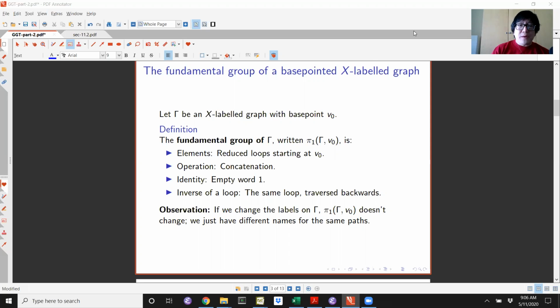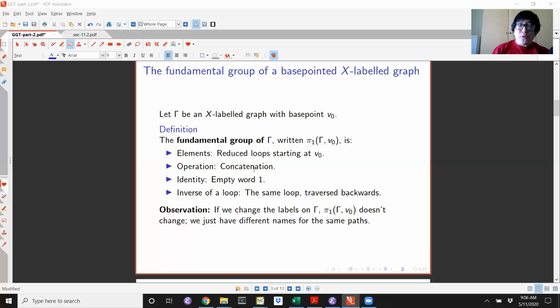All right, let gamma be a labeled graph with a base point v sub 0. The fundamental group of gamma, written pi1 of gamma comma v sub 0, has as elements reduced loops starting at v sub 0. The operation is concatenation: first you do one path and then you do the next one. The identity is the empty word, where you don't go anywhere, a very familiar path for us all these days. The inverse of a loop is the same loop traversed backwards.